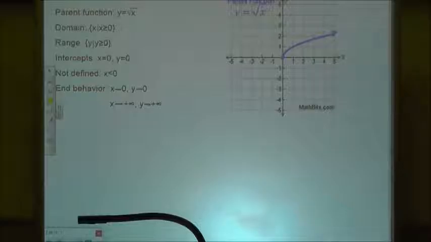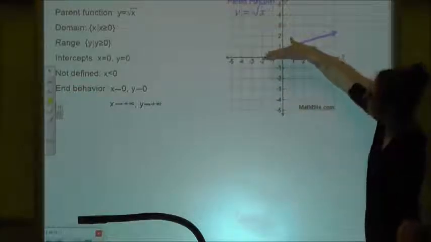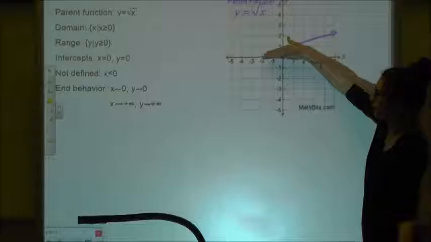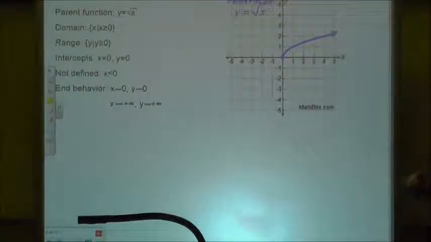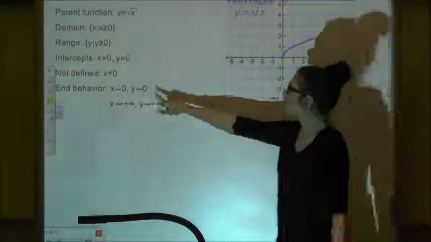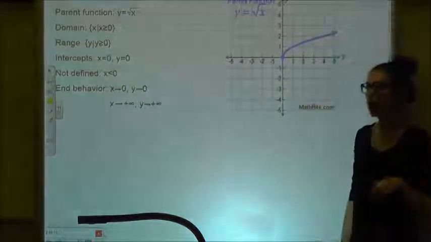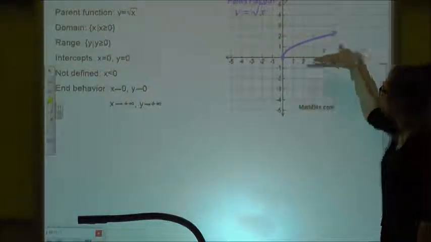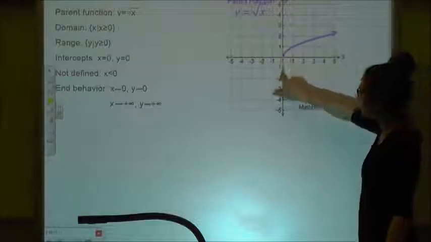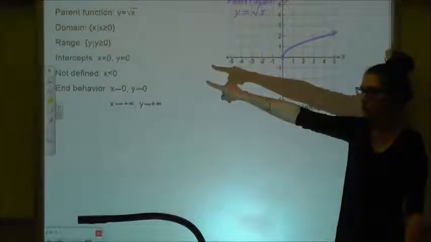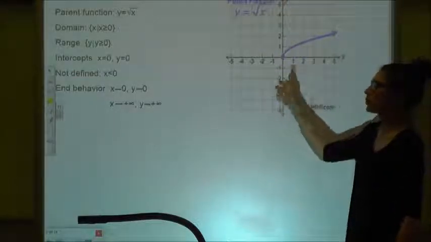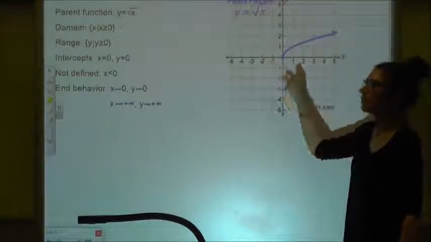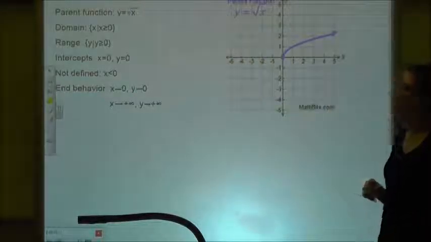Then range refers to your y, so up and down. This is your lowest point on your y for your graph. So every single one of your points is going to be greater than or equal to 0 for your y. Good so far? Okay. For your intercepts, they just want to know where it crosses your x and y axis. So if you look at your x axis, where does it cross? Right here at 0. So x equals 0 is one of your intercepts. For your y, you look at your y axis. Where does it cross on your y? At 0. So that's why x equals 0, y equals 0 for that.